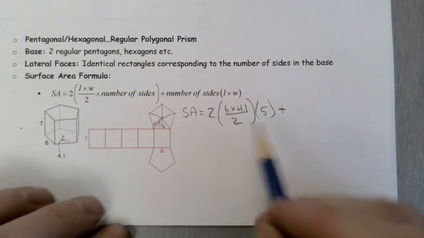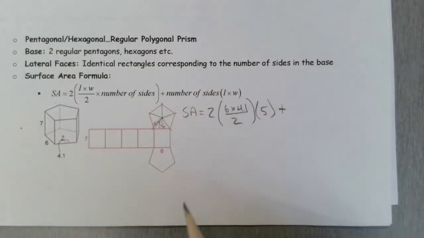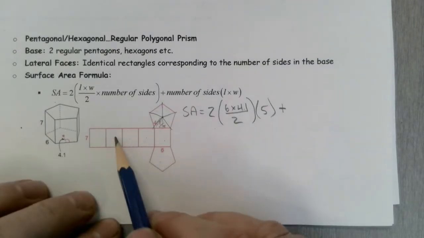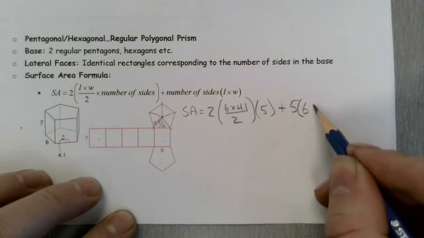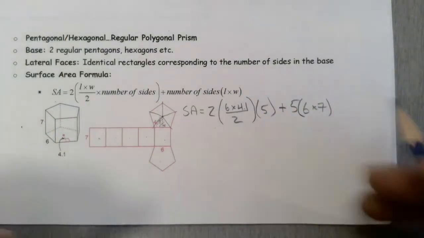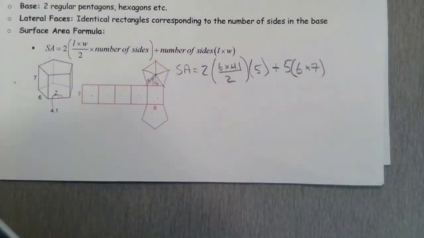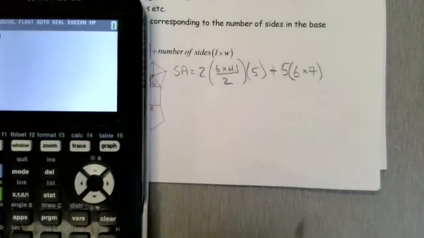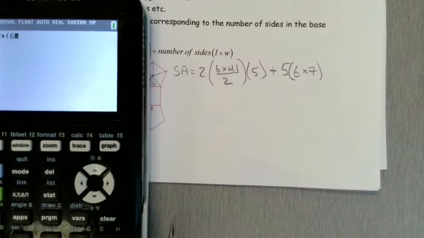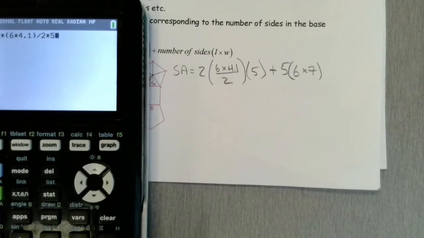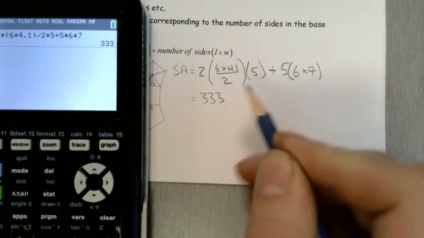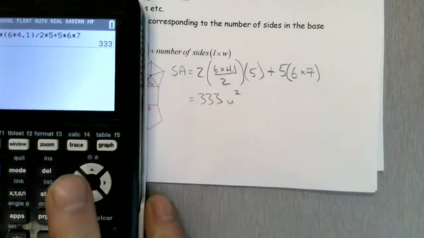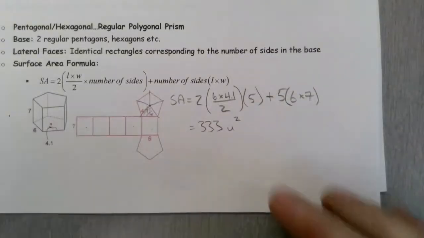Now we're going to come back and look at another couple of examples related to that, just to make sure that that makes sense. And now, each one of these, and there's going to be 5 of these, the length is going to be, let's say, 6, and the width here is going to be 7, or however you want to interpret that, length, width, whatever. So now we just plug this into our calculator. So 2 times 6 times 4.1 divided by 2 times 5 plus 5 times 6 times 7. And we get 333 units squared. Okay, so there we go.